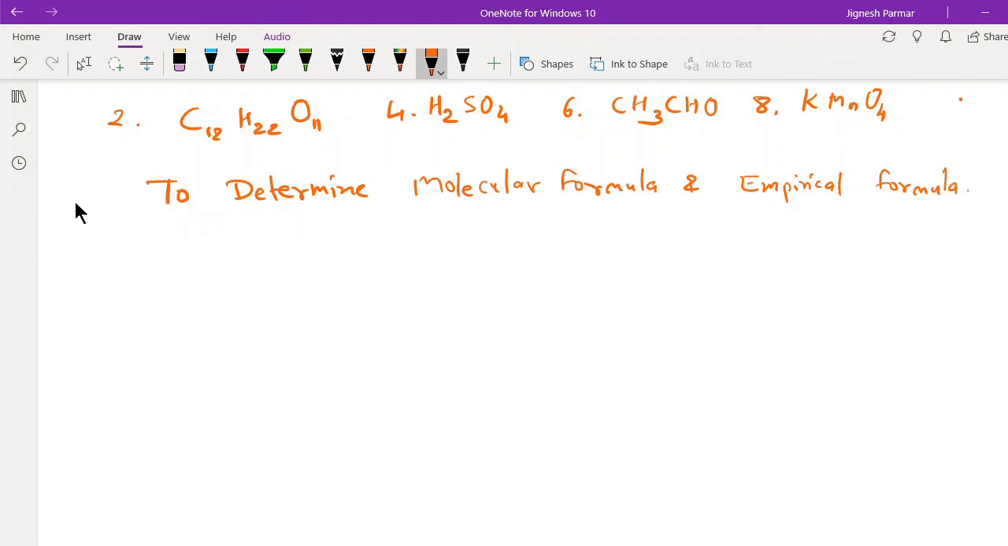Okay, here we have to follow very nice steps. Before we start this, let us understand what is molecular formula and what is empirical formula. Many times a question has been asked: give the difference between empirical formula and molecular formula. Now I'm going to explain it with the help of an example.